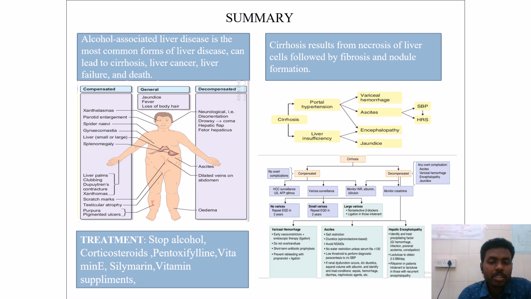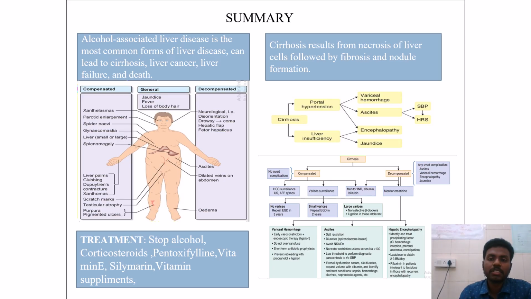In decompensated disease, as already discussed, there is hepatic coma, presence of asterixis, ascites, caput medusae, which are dilated tortuous veins around the umbilicus, and edema. The primary treatment is to stop alcohol. Consider corticosteroids, pentoxifylline tablets, vitamin E, silymarin, and other vitamin supplements.